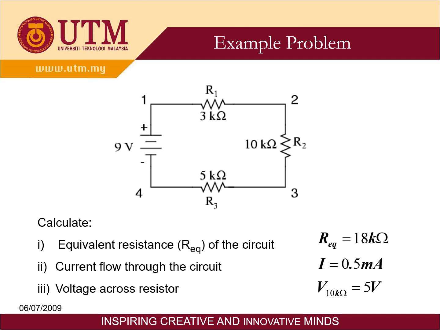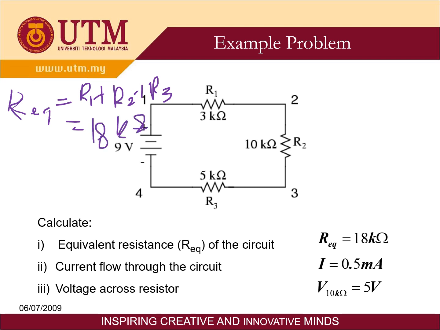If you can remember, this is in series, so just sum the resistance. Req equals R1 plus R2 plus R3. So you will get 3K plus 10K plus 5K, which is 18 kilo ohm.